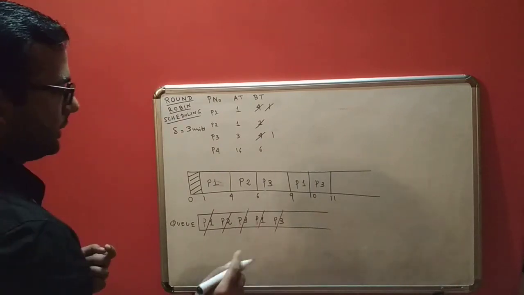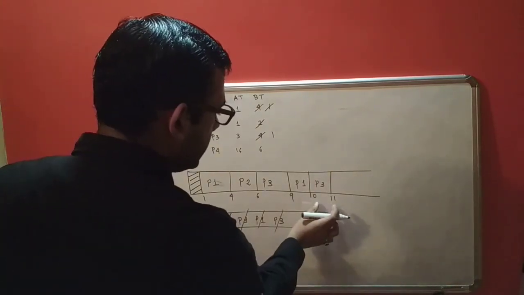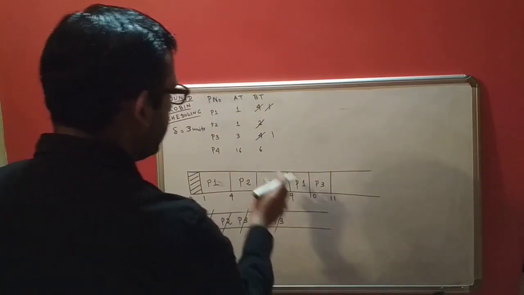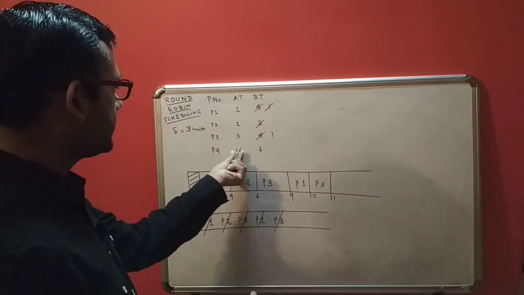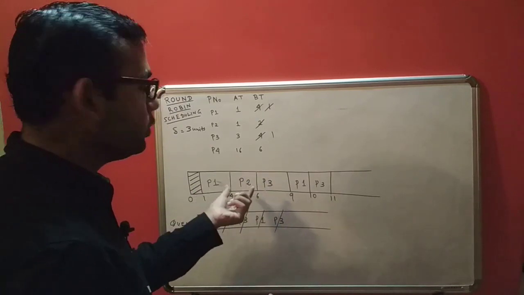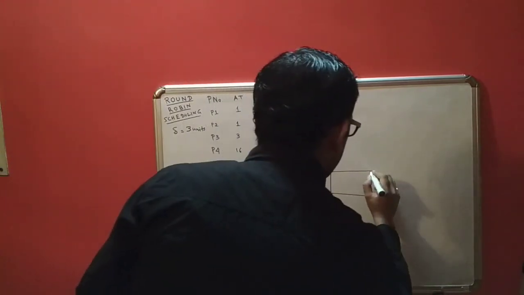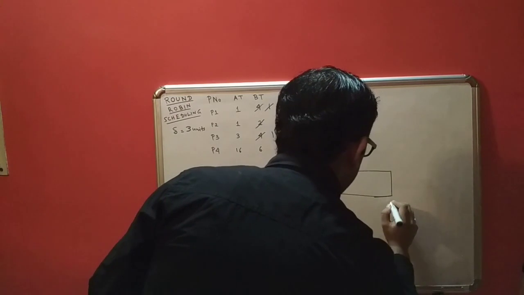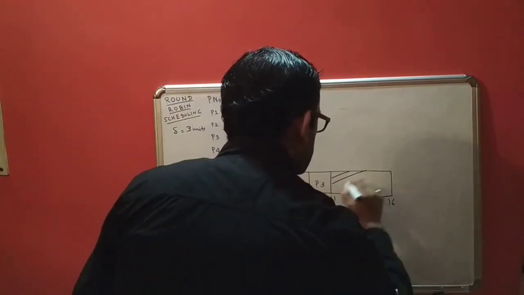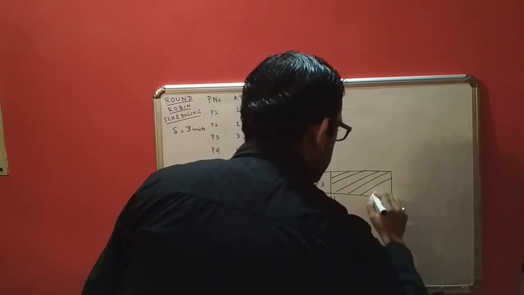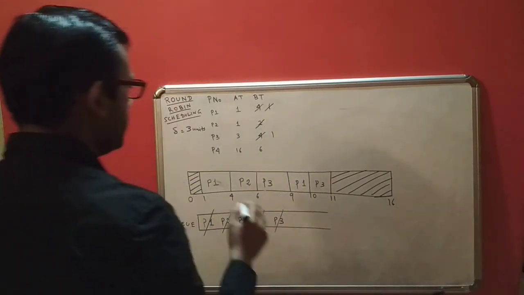Now see, this is interesting. After P3 completes its execution, there is no process available for the CPU. That means till the 16th unit of time, the CPU will remain idle. So for 5 more units, the CPU will remain idle. The CPU has nothing to do. Precious computation time is wasted.